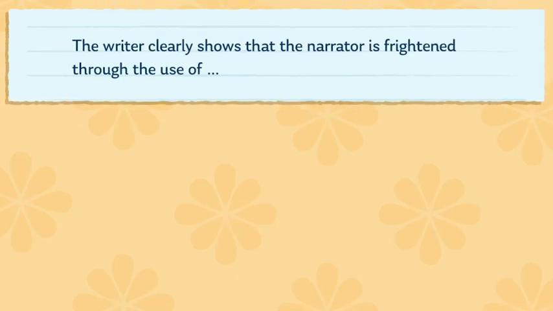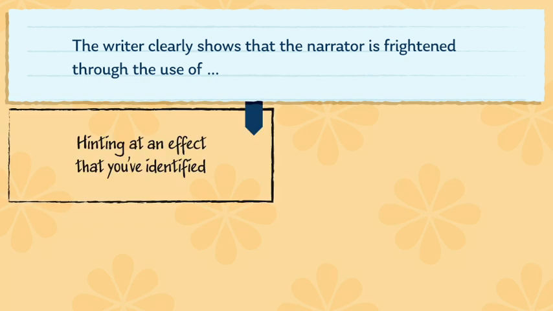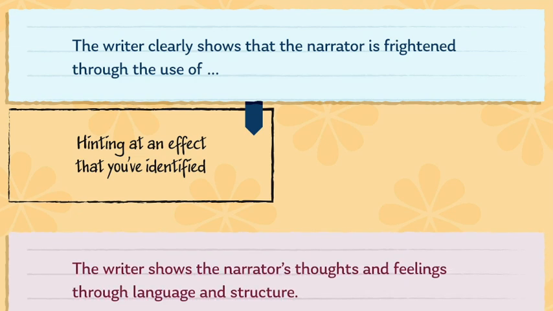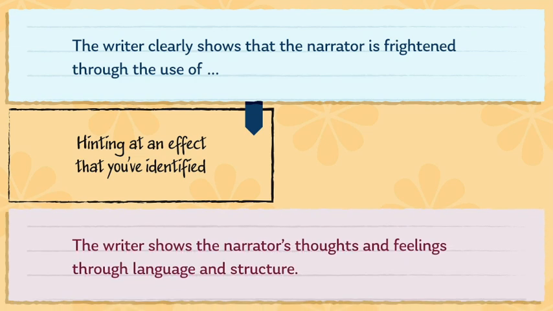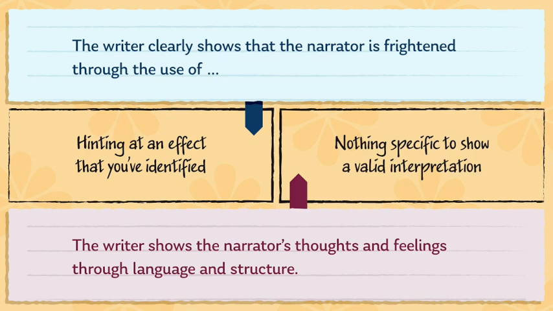This means you could begin your answer with a sentence like, "The writer clearly shows that the narrator is frightened through the use of." By doing this, you're already hinting at an effect that you've identified. This is so much more effective than writing, "The writer shows the narrator's thoughts and feelings through language and structure." There's nothing specific there to show that you've made a valid interpretation of the text.